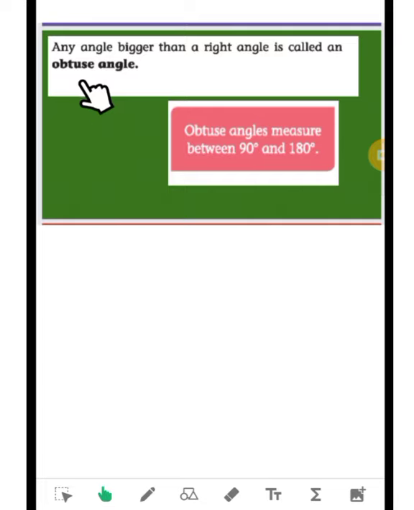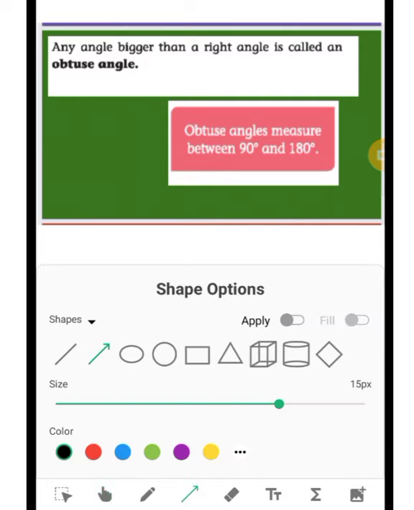Yes, children. Next we are going to see about obtuse angle. Any angle bigger than a right angle is called an obtuse angle. So, a right angle measures 90 degree. If it is more than 90 degree, it is an obtuse angle. See here, obtuse angles measure between 90 degree and 180 degree. It will be more than 90 degree. The angles will be like this.